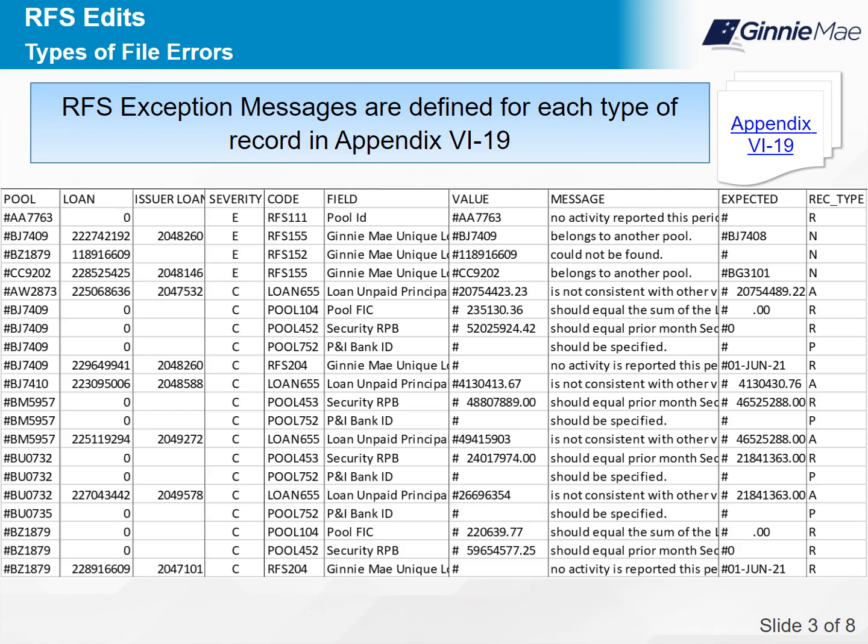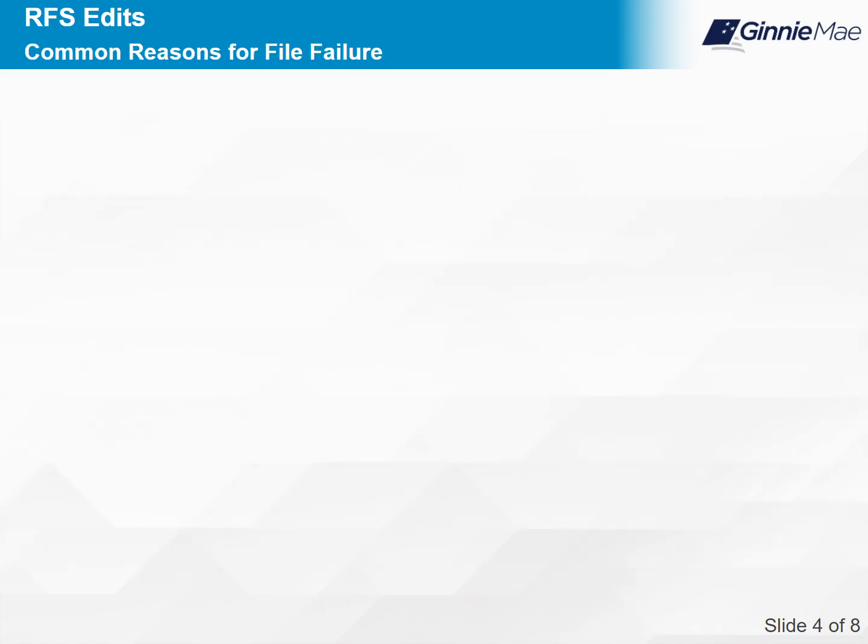Shown on the screen is a downloaded exception feedback file. It is typically downloaded as a CSV file and then saved to your computer as an Excel file. Notice that column D provides the severity and column E displays the code for the exception. Column G identifies the exception message. Select Next to continue.